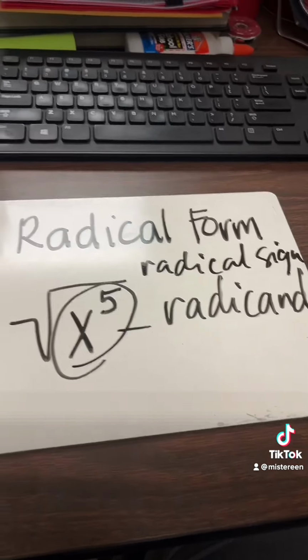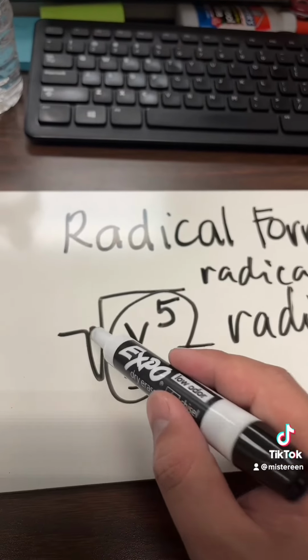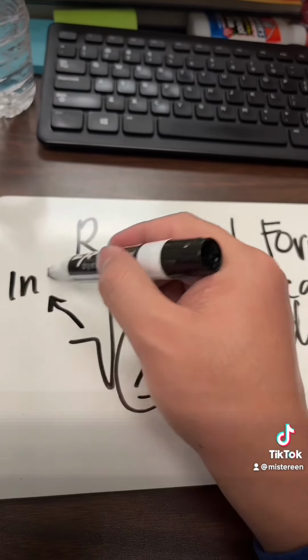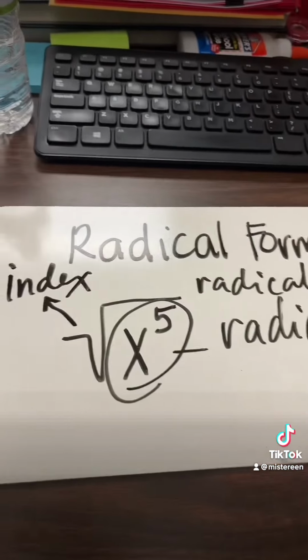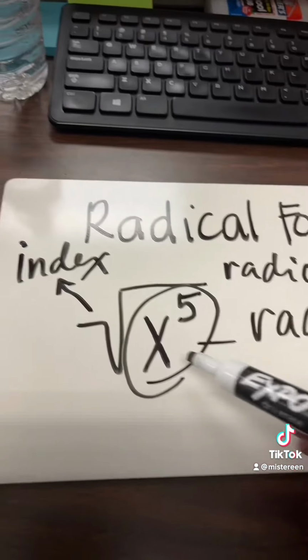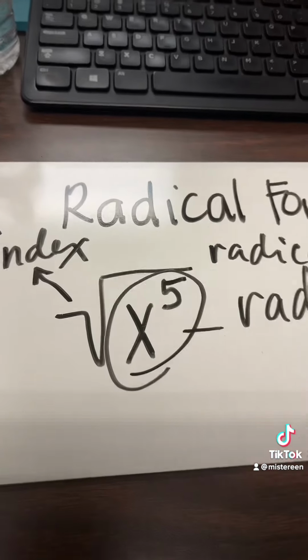The radical sign. Okay, and there's actually a number right here. It's invisible. It's actually an invisible 2. You call that number the index. So take note, there's a number here, an invisible 2. We call it the index, and you have this radicand with the exponent, and then the radical sign.